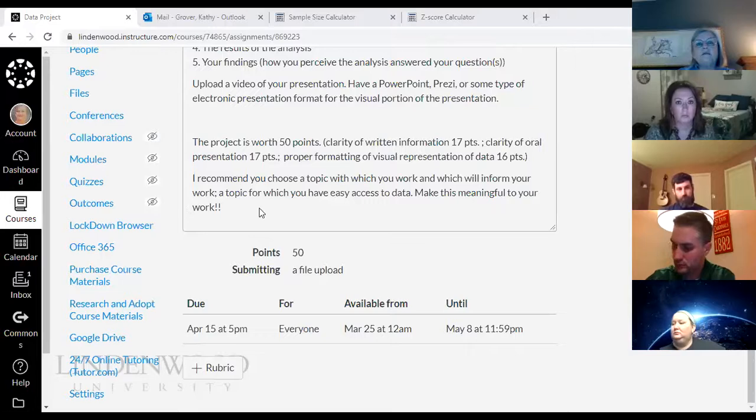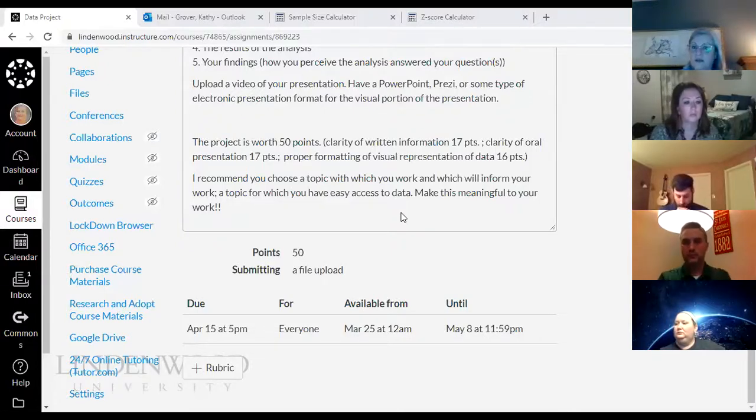And then my last comment here is one that I told you from the beginning. I wanted you to choose a topic that you work with that will inform what you do, that you can get the data, and that it will be meaningful to your work. So hopefully you still feel that way about the data that you collected earlier on.